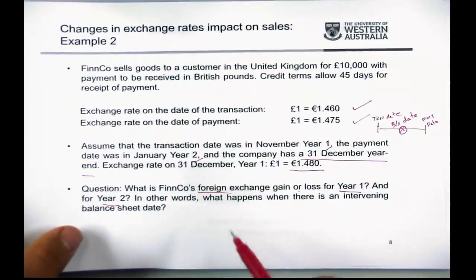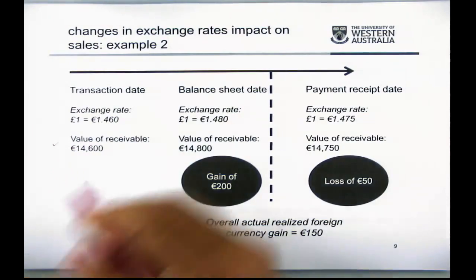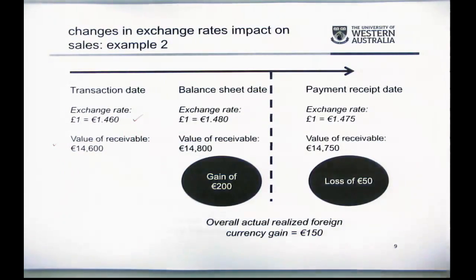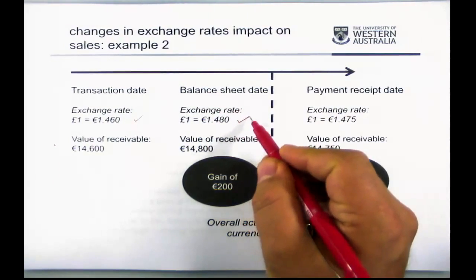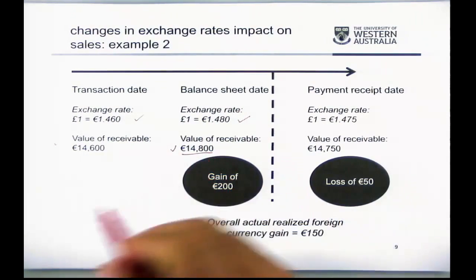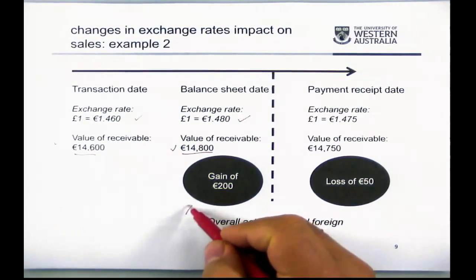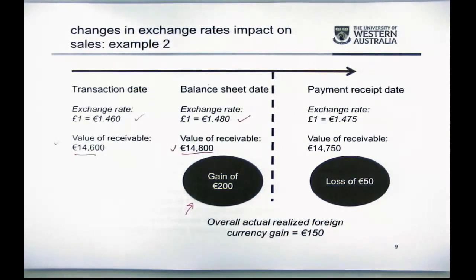Very simple. For year 1, we follow the former example. So this is the value of the receivables on the transaction date based on this exchange rate. On the balance sheet date, the exchange rate is so and so, and this is the value of the receivables, and therefore this receivable relative to this one, it means that the difference, this minus this, is the gain in year 1. So there was a gain of 200 in year 1. Make sense? Okay, beautiful.